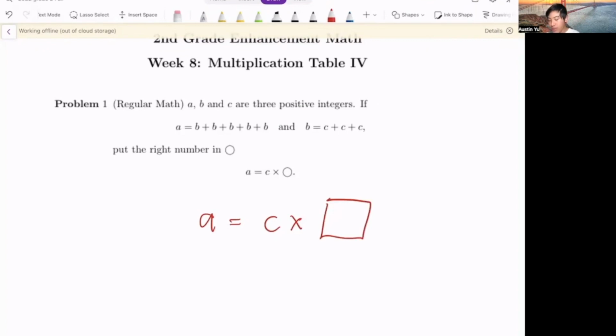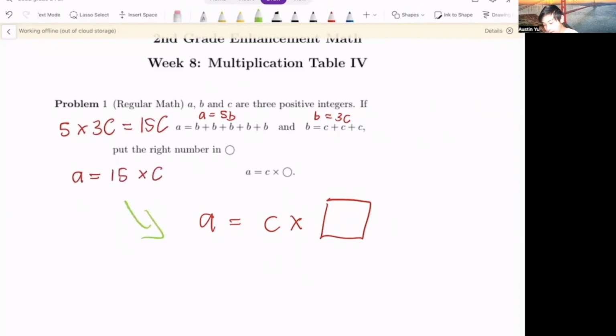So we can just shorten B as 3C, 3 times C, since 3 C's added together is just 3 times C, and A can be shortened to 5B. And we know that B equals 3 C's essentially, so multiply 5 by 3 C's, that is just 15C. So A equals 15 times C, or in other words, A equals C times 15. So the answer is 15.